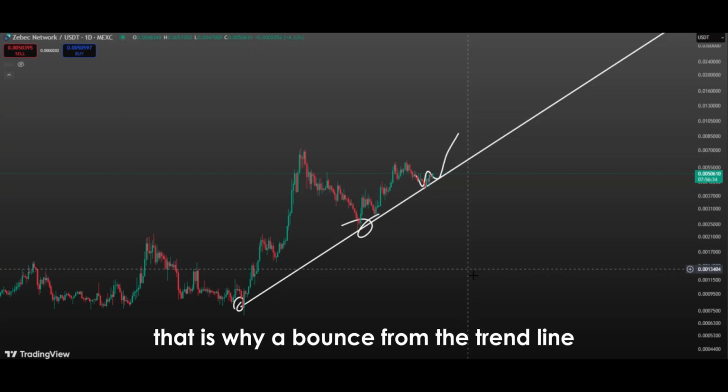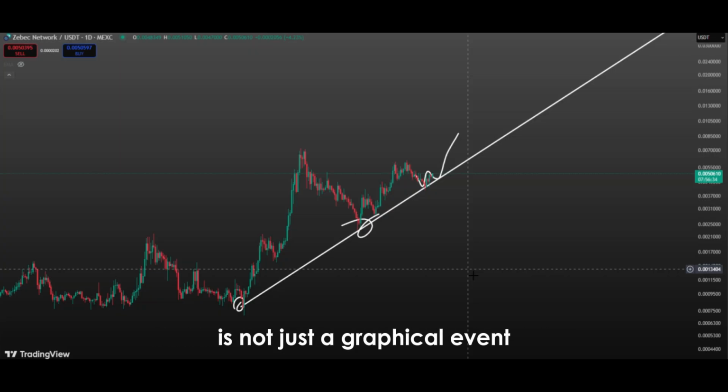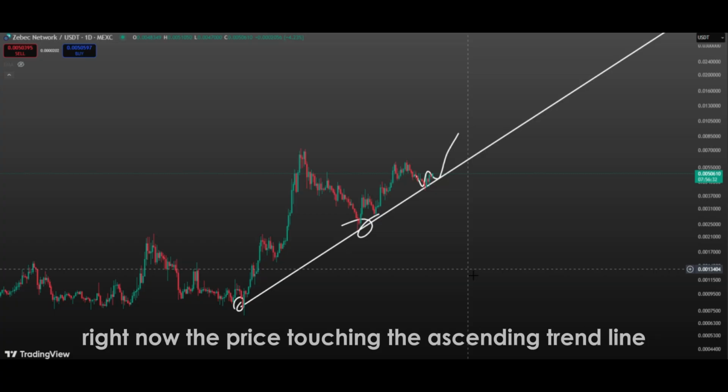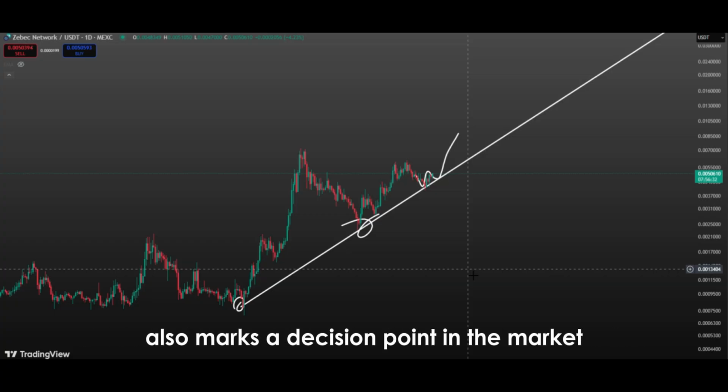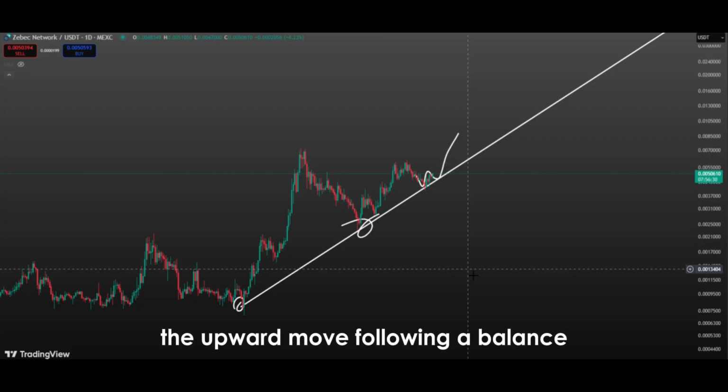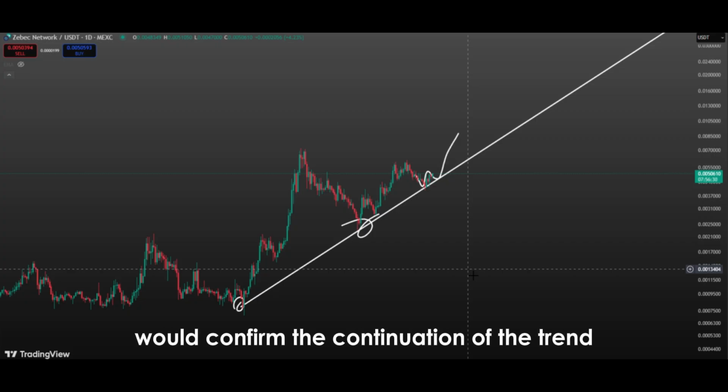That is why a bounce from the trend line is not just a graphical event, but also a powerful signal that activates the psychological dynamics of the market. Right now, the price touching the ascending trend line also marks a decision point in the market, because an upward move starting here would strengthen the market again. The upward move following a bounce would confirm the continuation of the trend.